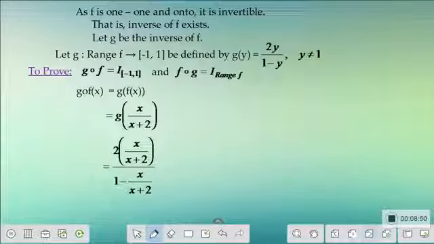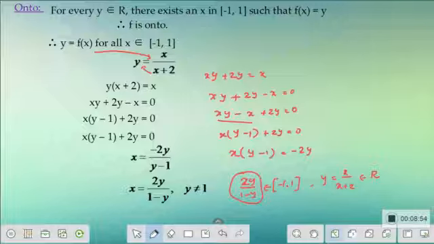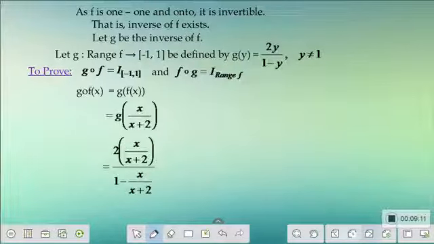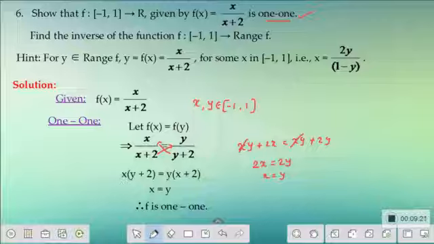Now what are we trying to do here? We have understood that f is 1 to 1, and we have proved f is onto, from which we are identifying what the elements in the first set look like. That is the nature of the elements, that is, the pre-images. Now we have proved f is 1 to 1 and f is onto, which means that f is invertible. That is, the inverse of the given function f exists. And actually the question is, find the inverse of the function f from minus 1 to 1 to range f.